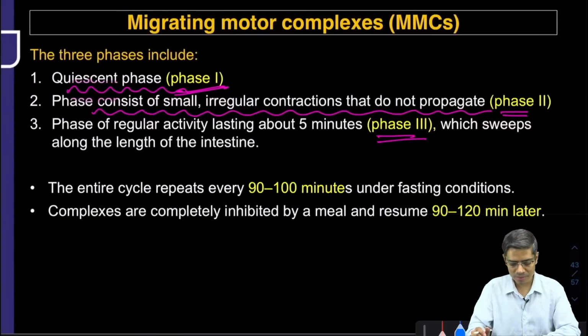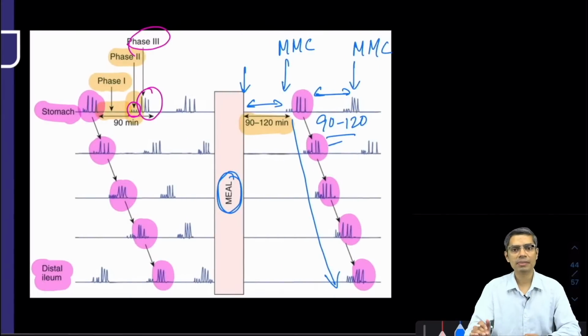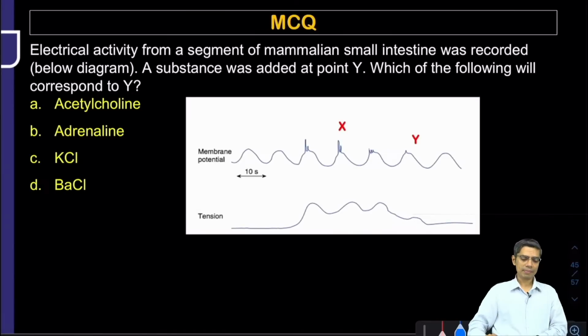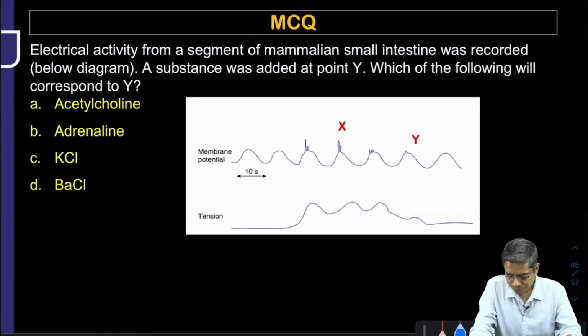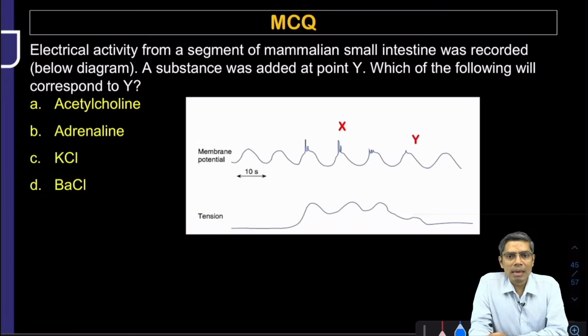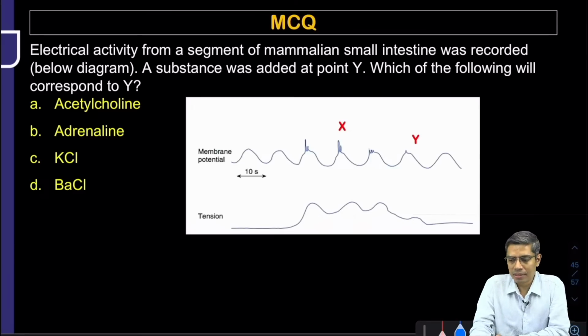I hope you got these different phases, and if this image is given, I hope you will be able to identify, right. Now, next question is here, a few more questions are there. Electrical activity from a segment of mammalian small intestine was recorded, and a substance was added at point Y. Which of the following substances corresponds to Y? Okay, that you have to identify.